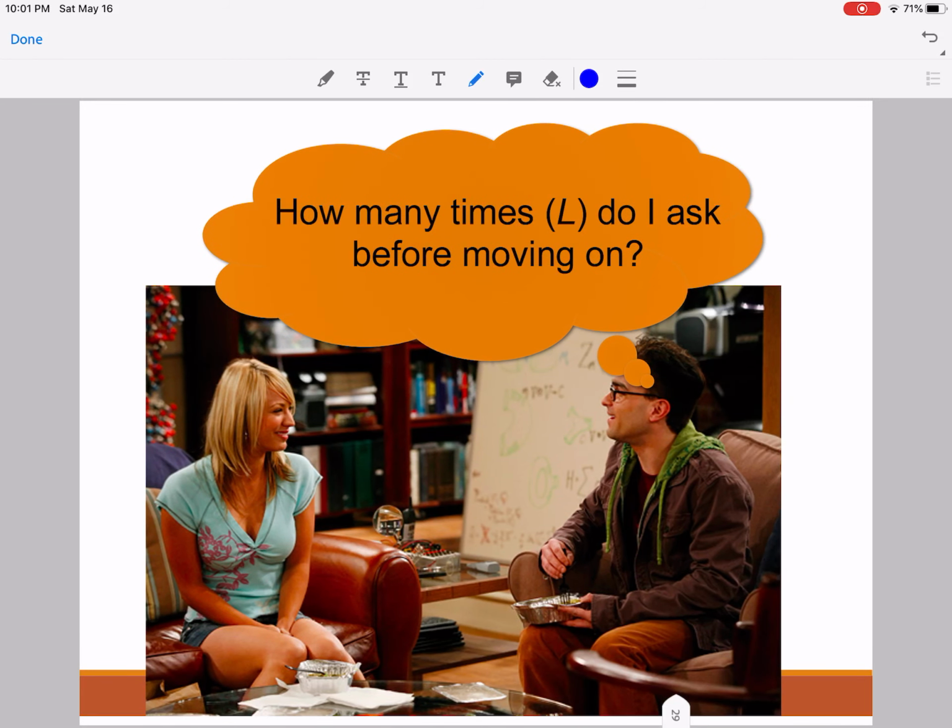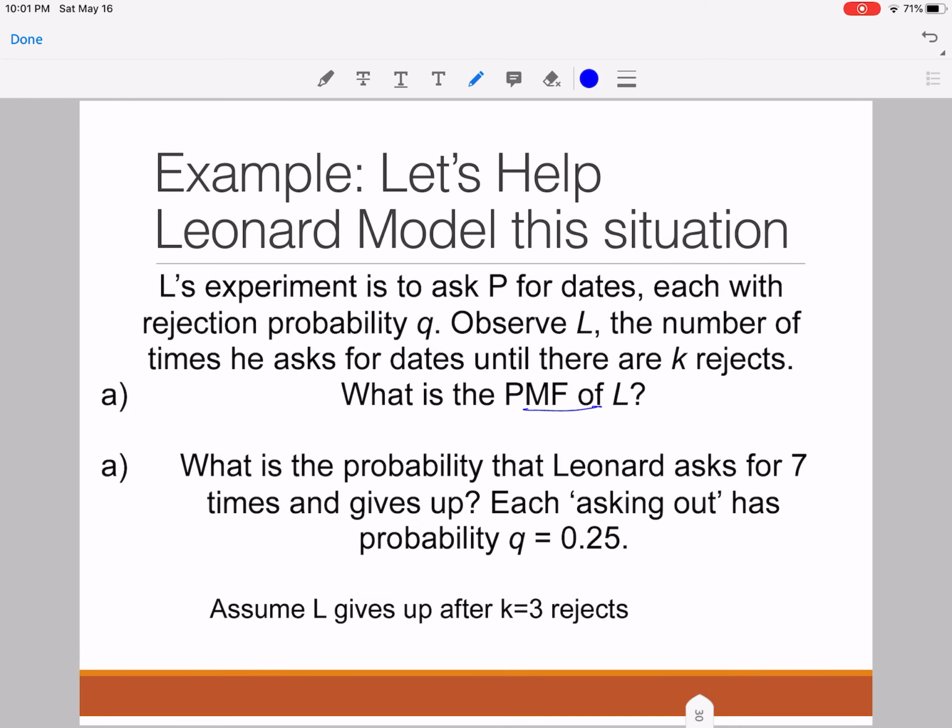Essentially, Leonard is interested in modeling L, the number of times he asks Penny out until he gets K rejects, upon which time he decides to finally move on. So that's the problem. We want to help Leonard model the situation where his experiment is to ask Penny out for dates, where each asking out has a rejection probability Q. So observe L, the number of times he asks for dates until there are K rejects. What you need to find is the PMF of L.